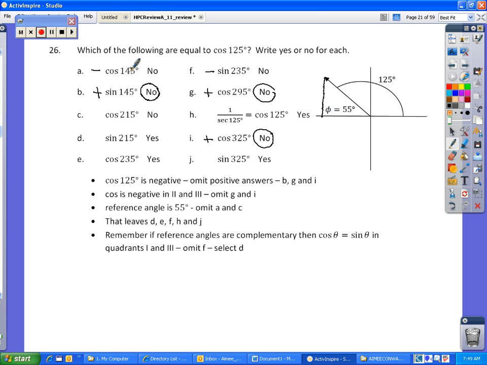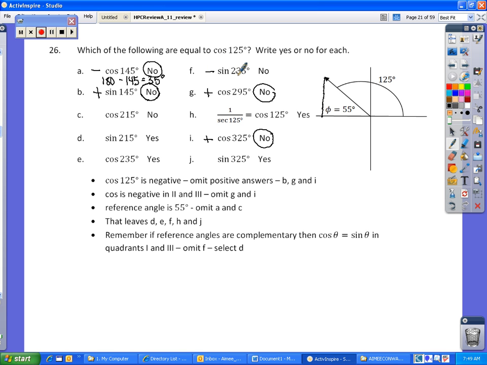Okay, cosine of 145, that's in the second quadrant, so I'm going to take 180 and I'm going to subtract 145, and that gives me 35 degrees. Okay, so in this case, I know that since it's not the same reference angle, cosine of 55 is definitely not the same as cosine of 35, so that one could not be equal.